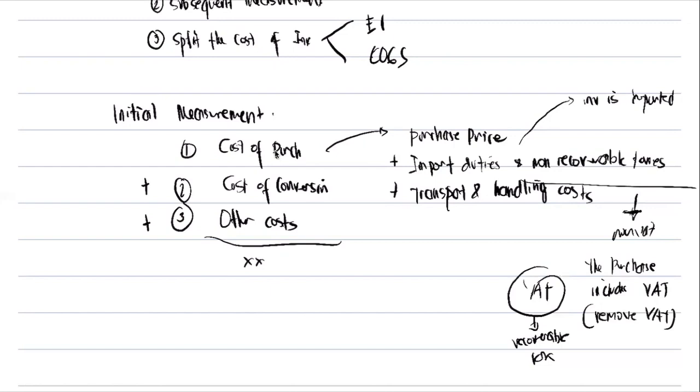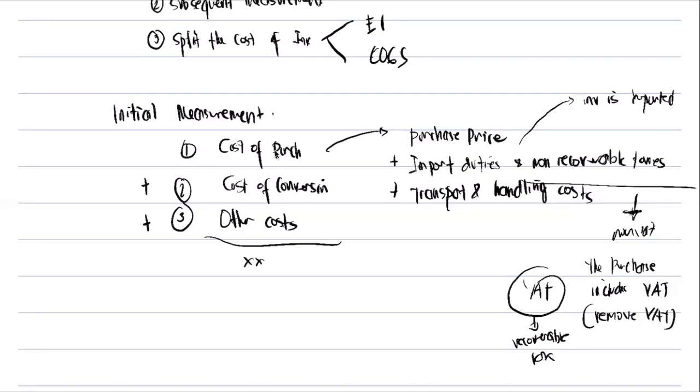Why? Because you cannot offset it to any VAT liability, or the input VAT on purchase cannot be removed on an output VAT. There will be no output VAT for a non-VAT. But again, take note, a recoverable tax includes VAT. So in case the inventory includes VAT, you remove the VAT. Next, transport and handling costs. So this pertains to your freight costs. These are your directly attributable costs.